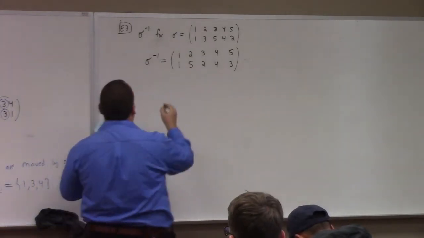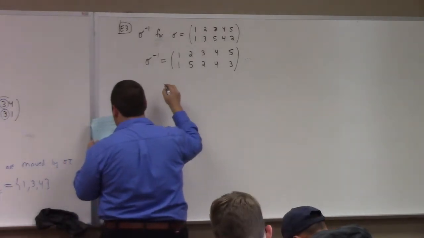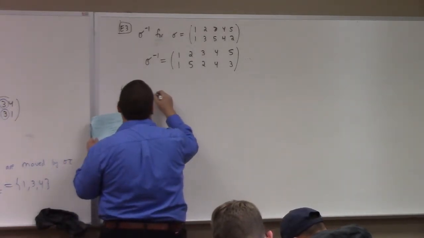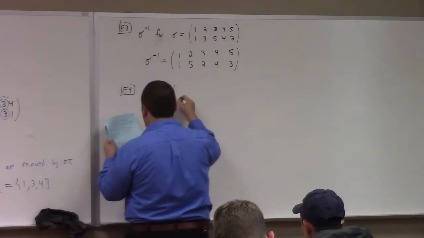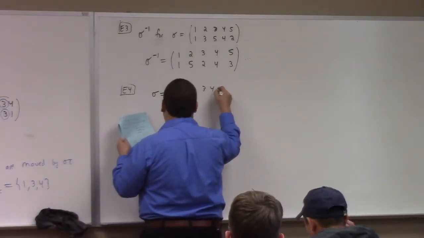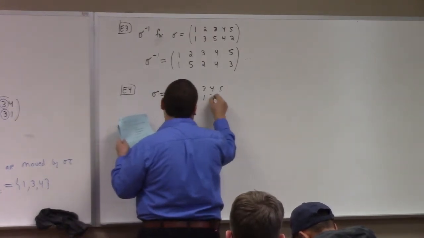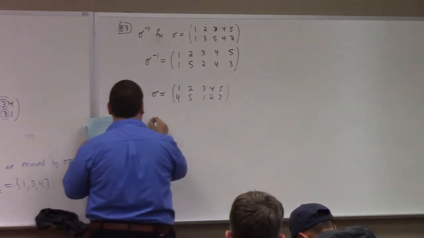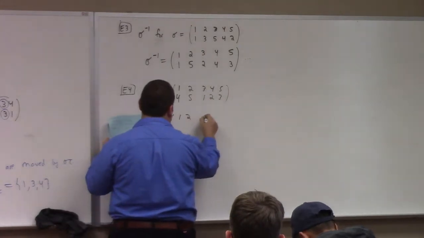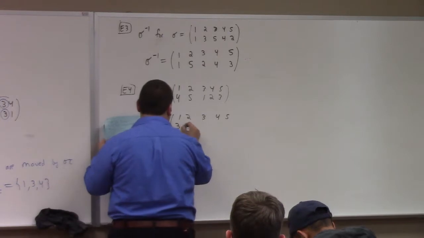Here's another example. This example is kind of cute. I probably shouldn't do it, but it's too late. Let's get crazy here. Sigma is 1, 2, 3, 4, 5 over 4, 5, 1, 2, 3. Then tau is 1, 2, 3, 4, 5 over 3, 2, 1, 5, 4.